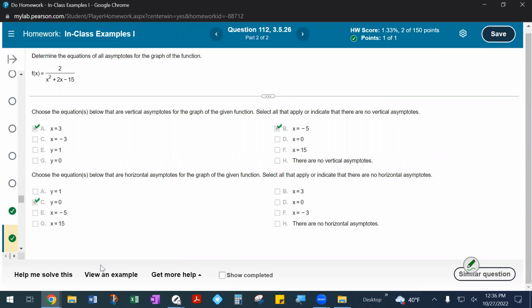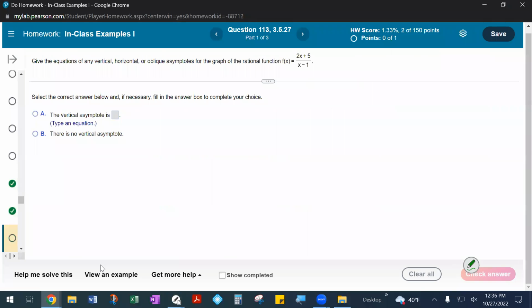All right, let's take a look at an example here. So this one is asking us to find vertical, horizontal, or oblique asymptote. F of x equals 2x plus 5 divided by x minus 1.